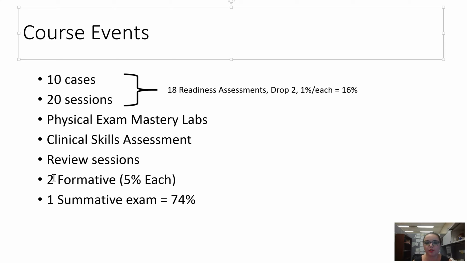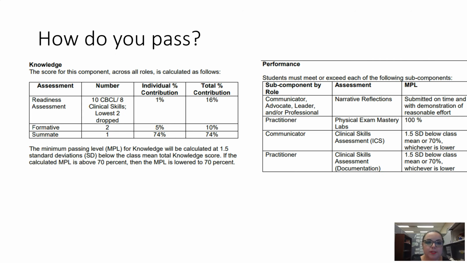Like I said, it's about 40 questions, and you'll have 90 seconds per item to answer all of the items on that exam before the program logs you out. And then there's one summative exam, which is worth 74% of your grade. So how does this break down? How do you actually pass the host defense course?